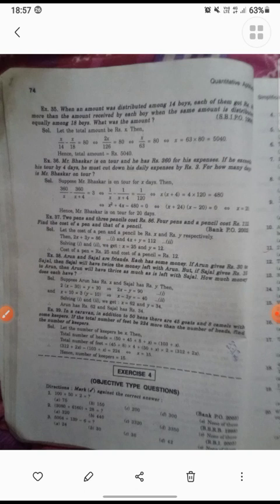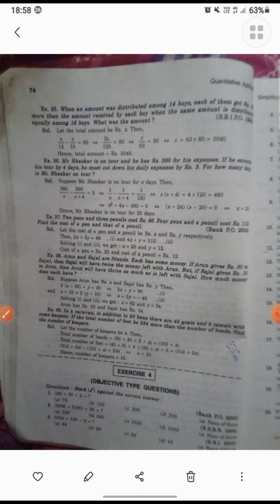Arun and Sejal are friends. Each has some money. If Arun gives 30 to Sejal, and if Arun has x rupees and Sejal has y rupees, then Arun giving 30 rupees to Sejal means Arun now has x minus 30, and Sejal will have twice the money of Arun. So now Sejal has y plus 30, so y plus 30 is twice of x minus 30. So now solving, 2x minus y equals 90.